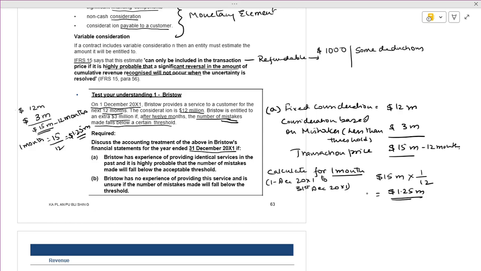Bristow has experience in providing identical services, and it is highly probable that the number of mistakes made will fall below the acceptable level. If it is falling below the acceptable level, how much for the 1 month? See, make sure it is from 1st December to 31st December. How much is it? It is going to be 1.25 million.